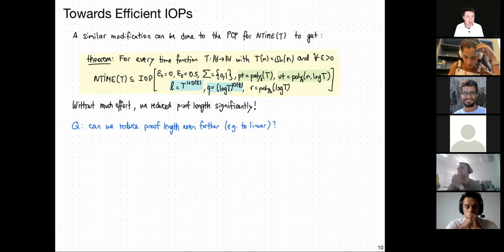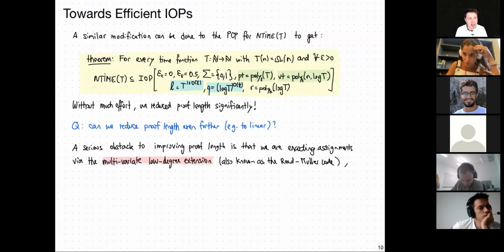And the second point is concrete efficiency. Even if we have PCP constructions that give us this type of parameters, the IOP constructions are going to be much more efficient anyway, period. Just the constants are going to be much better and so on and so forth. So can we reduce the proof length even further?